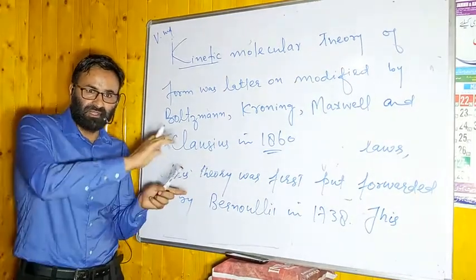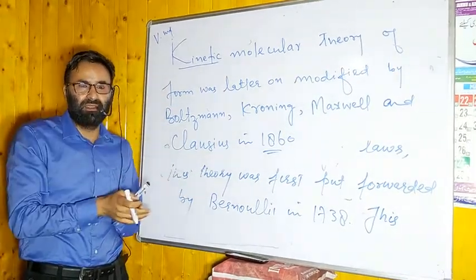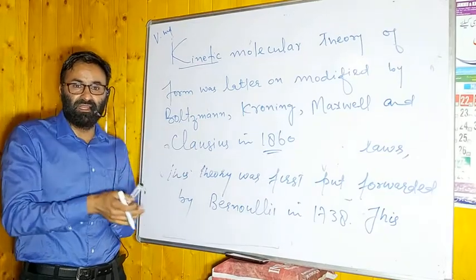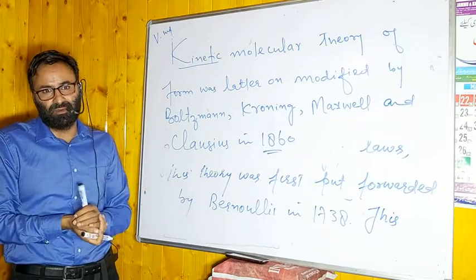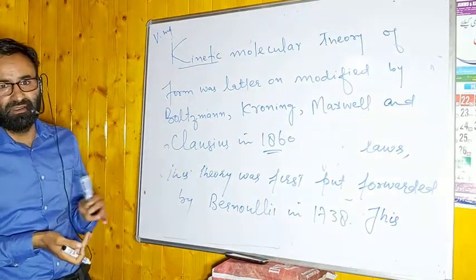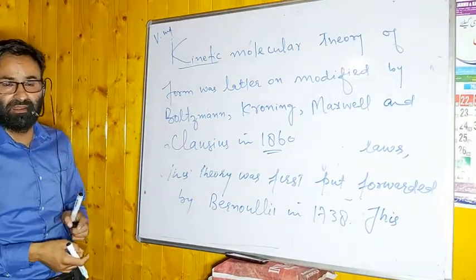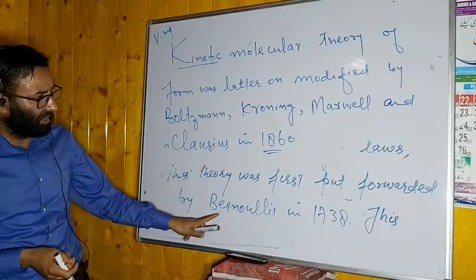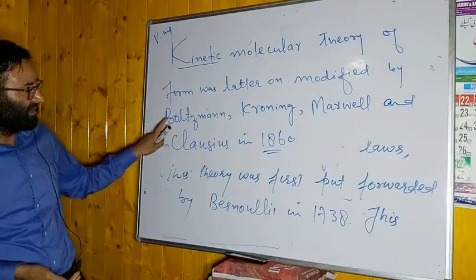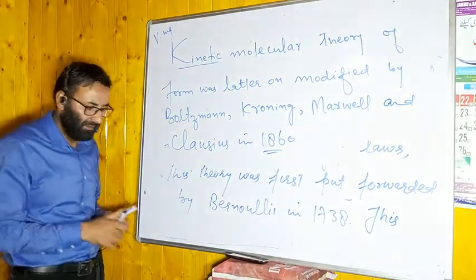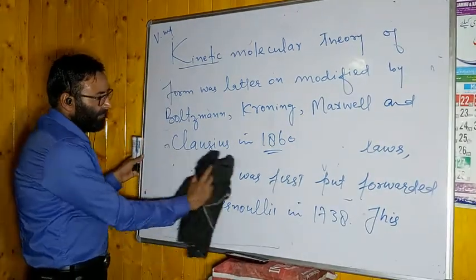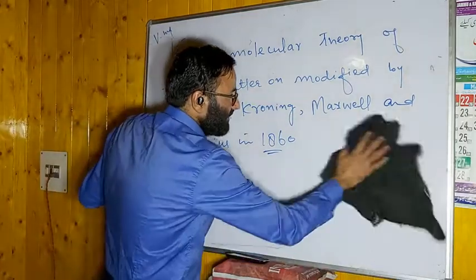You know, gas properties are experimentally determined, they are experimentally based, and the gas laws are also experimentally based. To give them theoretical support, this theory was put forward in chemistry. And who put it forward? It was put forward by Bernoulli, and later on modified by Boltzmann, Croning, Maxwell, and Clausius in 1860. On this point, you can also remember this kinetic molecular theory.